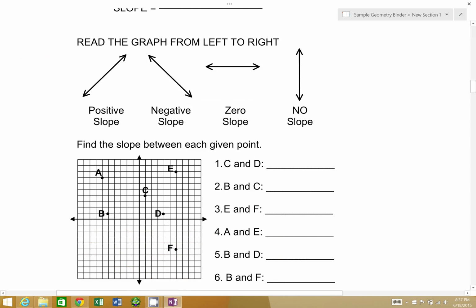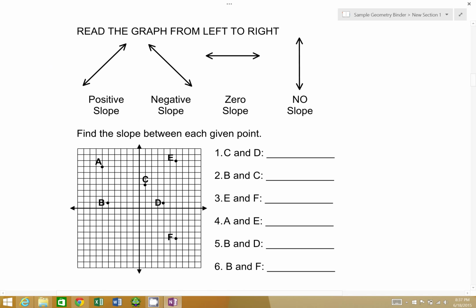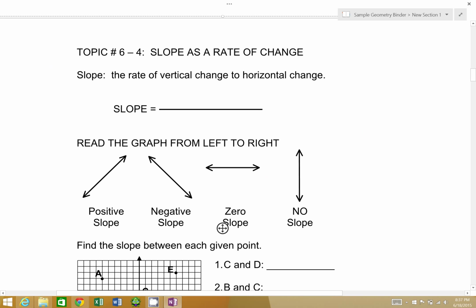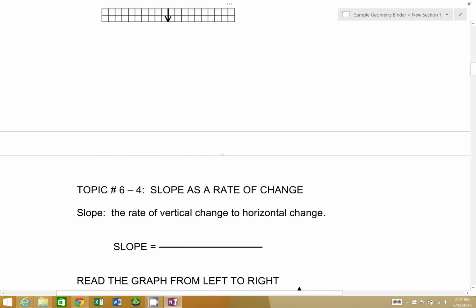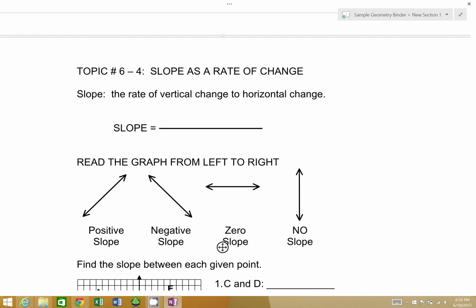Whoop, too far. All right, our next topic, we'll skip a few sections and go on to slope as a rate of change. Make sure that's where I'm supposed to be. Yes. Slope as a rate of change.